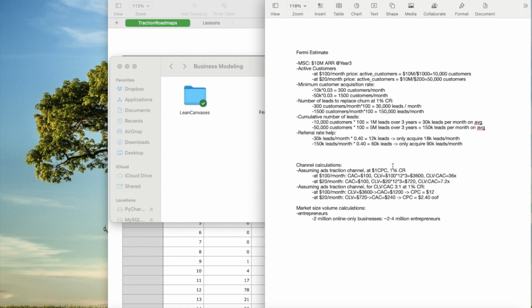Okay, so assuming the ads traction channel at $1 CPC, 1% CR, which is variable, at the $20 a month offering the CLV to CAC would be 7, which is great. And in this one, at the standard 3-to-1 CLV to CAC and 1% CR, I just wondered what the break-even CPC would be. If I'm at the $100 a month, my CPC would have to be at most $12 to break even, which is plenty. But $240 for the $20 a month offering, which is kind of tight.